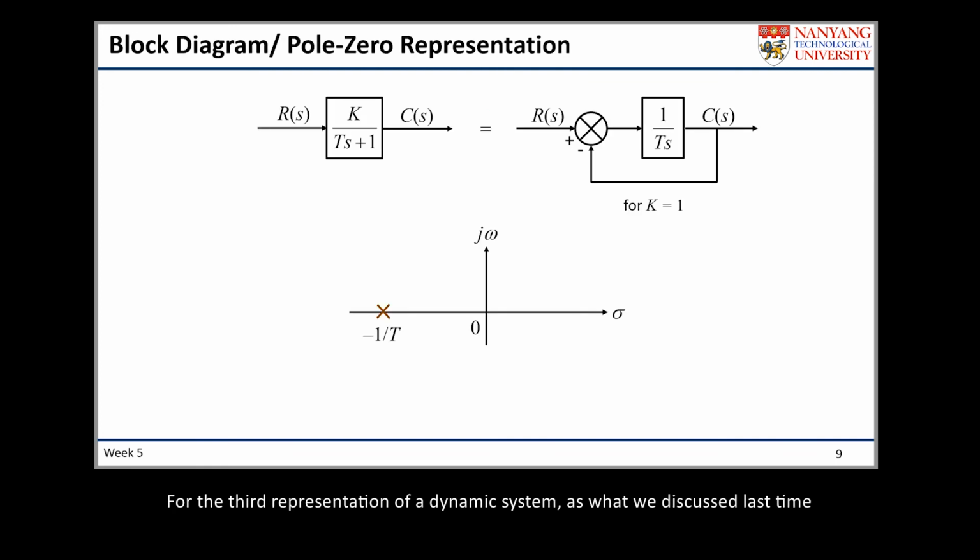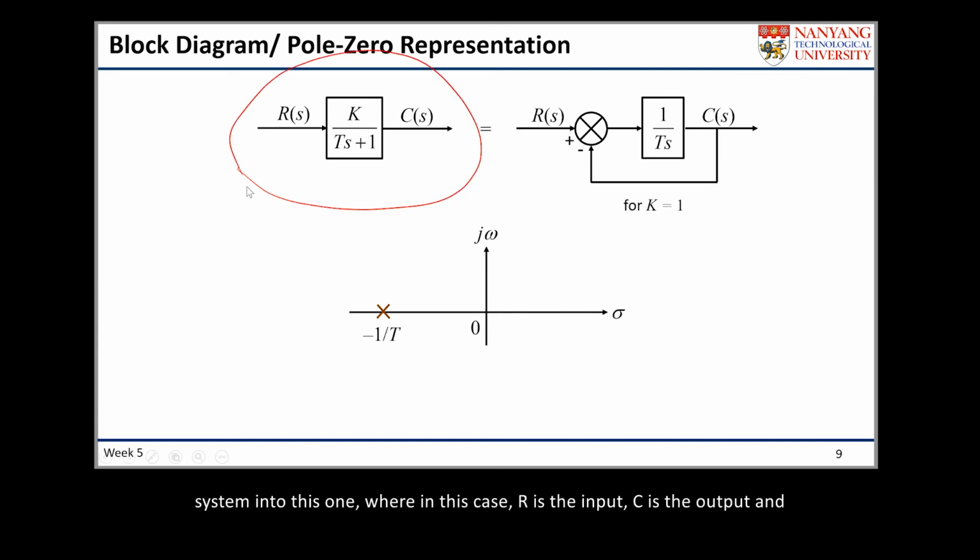Okay, so for the third representation of a dynamic system, as we discussed last time, there are three ways: differential equation, transfer function, and the last one is block diagram. And block diagram is nothing more than a pictorial representation of a transfer function. We can draw the block diagram of our first order system in this form, where R is the input, C is the output, and the transfer function is written inside this box.